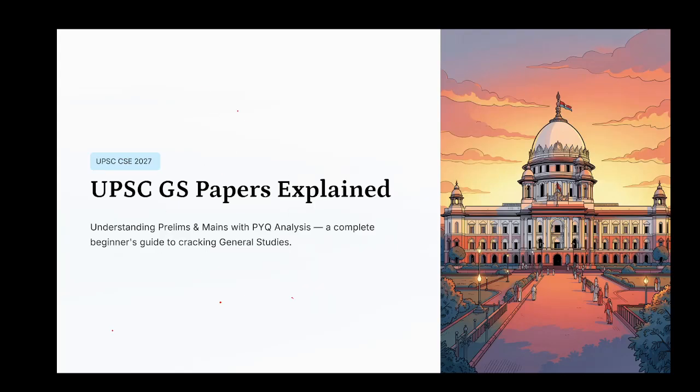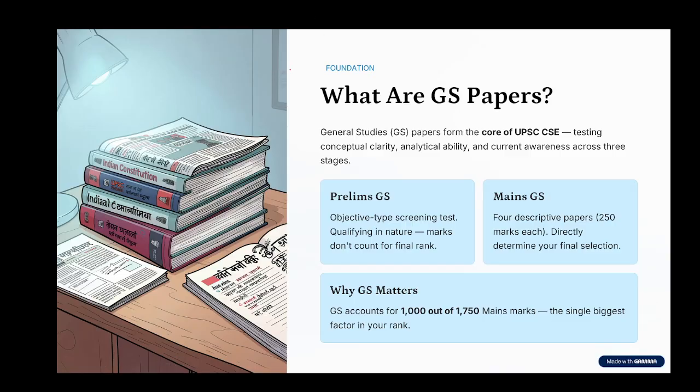So today we are going to discuss GS papers, that is general studies papers. Understanding prelims and mains with PYQ analysis, it's a complete beginner's guide to crack general studies. So let's go. What is the foundation? Let us discuss. So what are GS papers?